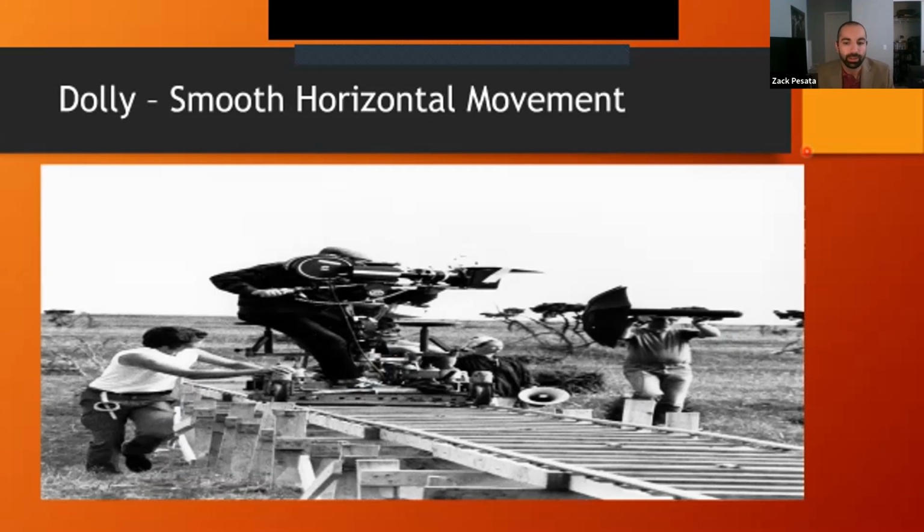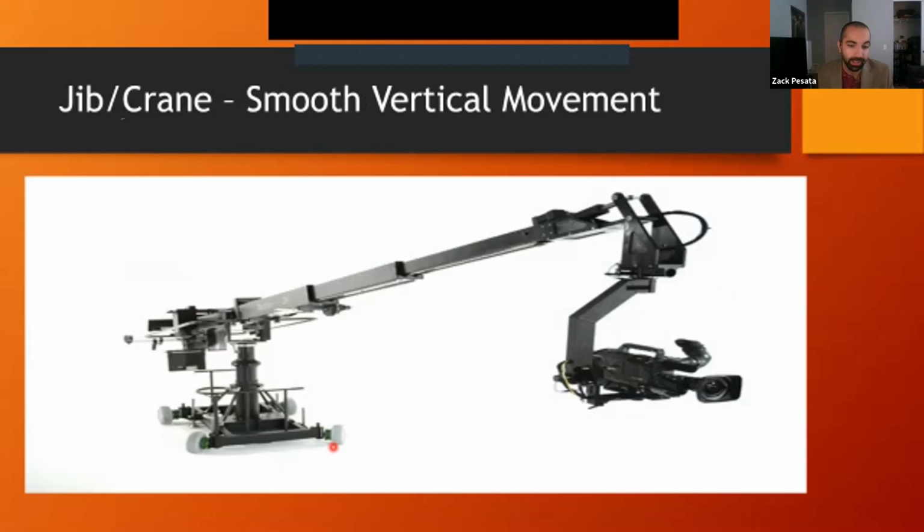Here's our dolly. So this is what I was talking about with dolly tracks. And notice it's on this sort of system here that runs on the tracks. That's how you get that very smooth movement. Here's our jib or crane. Okay. So again, you can swivel, but then you can also lift for vertical movement.